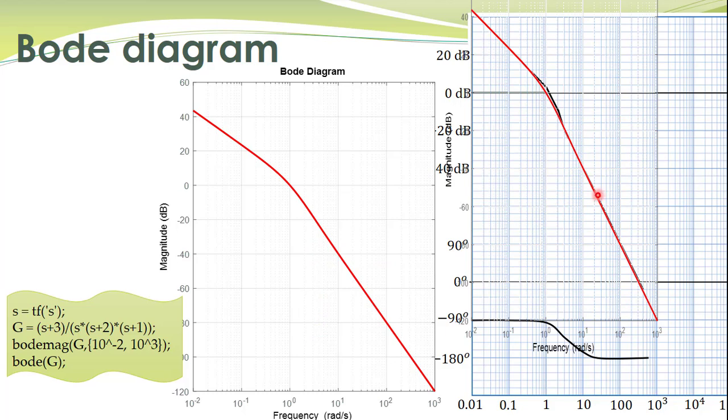You can see that this plot, which is obtained by MATLAB, almost overlaps with the plot that we obtained using asymptotic Bode diagrams. So in practice, in most cases, you will draw these plots using software tools. However, you should have some understanding of the effect of adding poles and zeros on the magnitude and phase plot of a system.